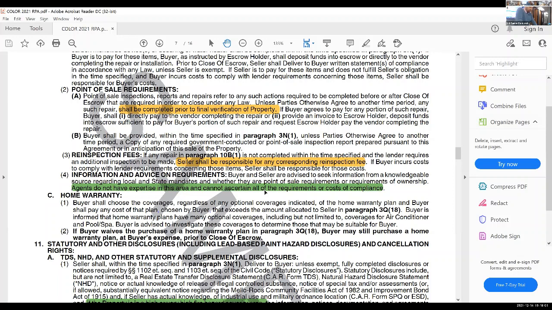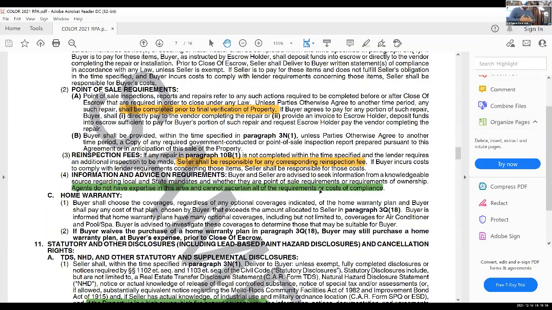And then the lovely CYA points on information and advice on requirements. Right, the buyer and seller are advised to seek information from a knowledgeable source regarding local and state mandates and whether they are point of sale requirements or requirements of ownership. Agents do not have expertise in this area and cannot ascertain all of the requirements or costs of compliance. So basically it takes the liability off our shoulders.